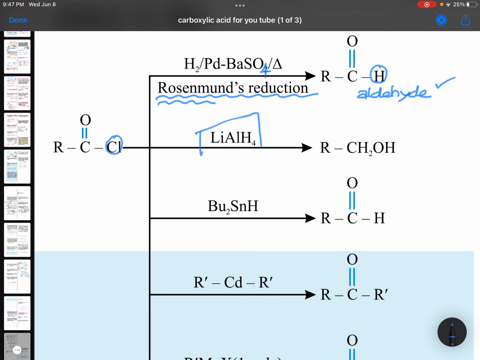Lithium aluminium hydride, if used, is a strong reducing agent. So, you will be getting the alcohol. Acid chloride to alcohol, acid chloride to aldehyde. If you want to prepare aldehyde from acid chloride, Bu3SnH.